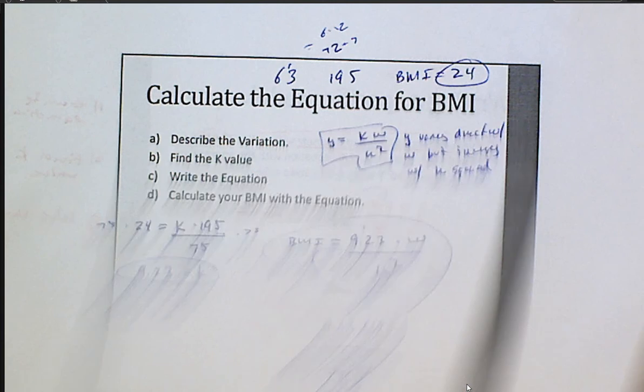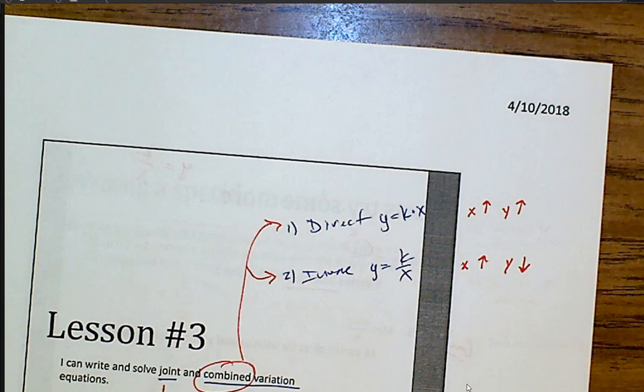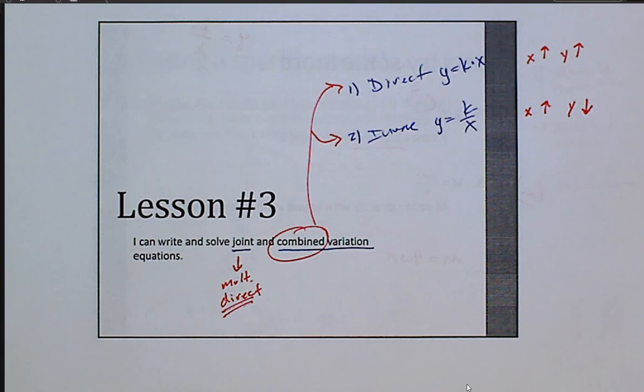So that's our lesson on joint and combined variation with an emphasis on the language. You got to be able to convert from a sentence to an equation and from an equation to a sentence. You should be good to go.